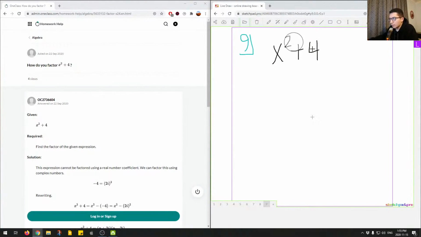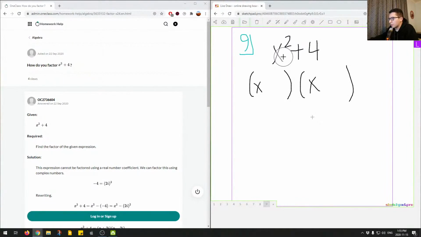But if we want to factor this, we want to get it to a situation where we have x plus or minus some term, and then multiply by x plus or minus some term. So we have two components here, and we want to factor that out.